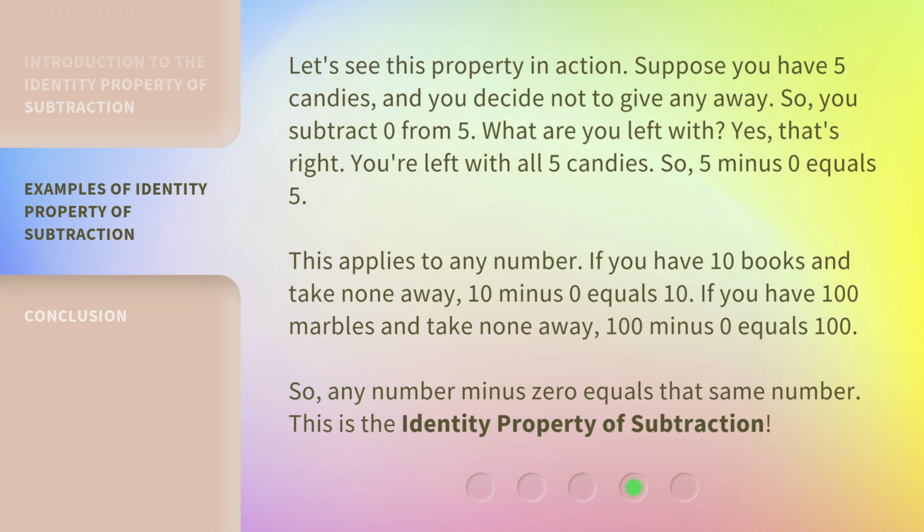This applies to any number. If you have 10 books and take none away, 10 minus 0 equals 10. If you have 100 marbles and take none away, 100 minus 0 equals 100. So, any number minus 0 equals that same number. This is the identity property of subtraction.